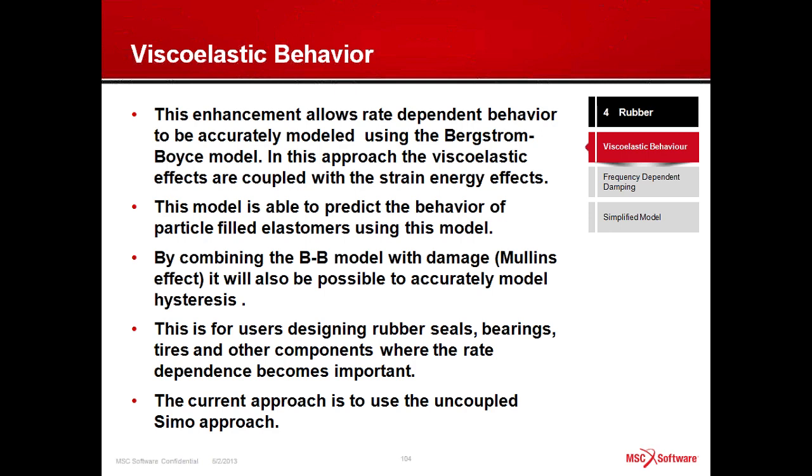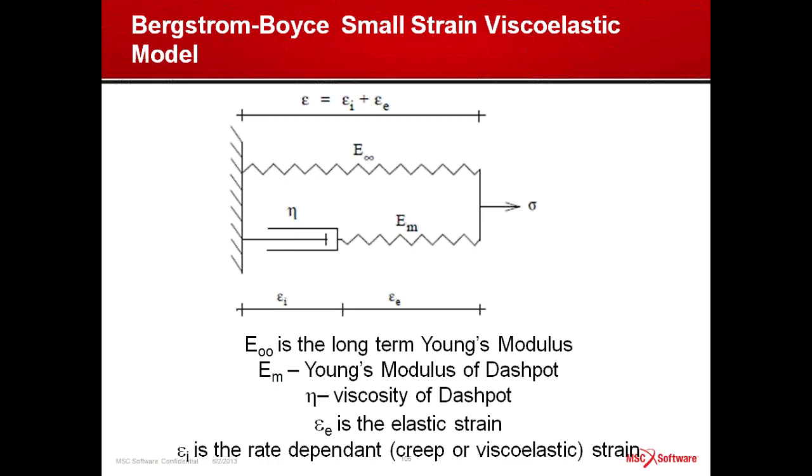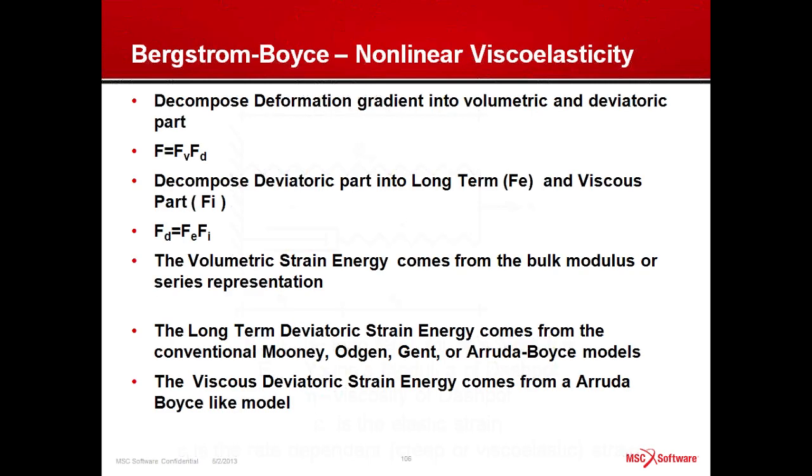We have introduced another viscoelastic behavior model with our rubber models. It's known as the Bergstrom-Boyce model. The Bergstrom-Boyce model can be combined with all of our different rubber models, Mooney-Rivlin, Ogden, Arruda-Boyce, and Gent, and it can also be combined with damage as well. Effectively, you can think about, in a small displacement world, even though we don't have small displacement, a rate-independent portion or the long-term portion, and then the rate-dependent nonlinear behavior represented by the dashpot.